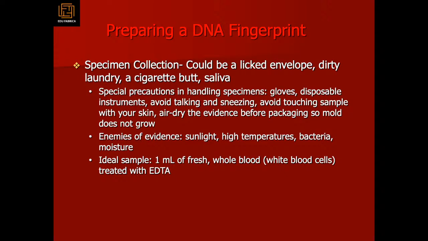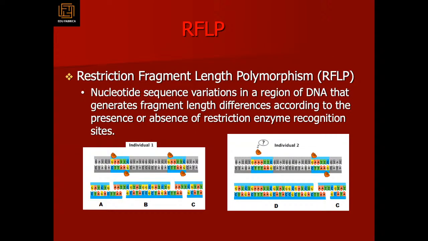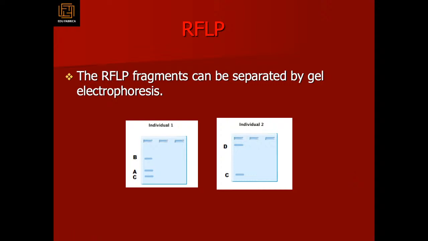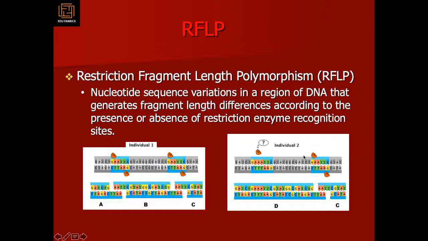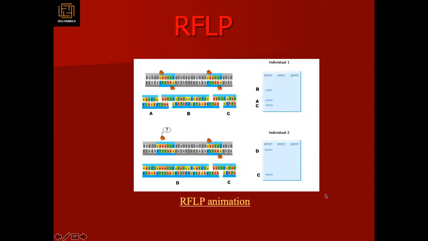So, the ideal sample is 1 ml of fresh whole blood treated with EDTA. This is the same RFLP that has been shown: individual one is cut at two places, giving rise to three fragments, and individual two is cut once, giving rise to two fragments. RFLP fragments can be separated by gel electrophoresis. In individual one we will see three different bands, and in individual two we will see two different bands, because of cutting at different points.